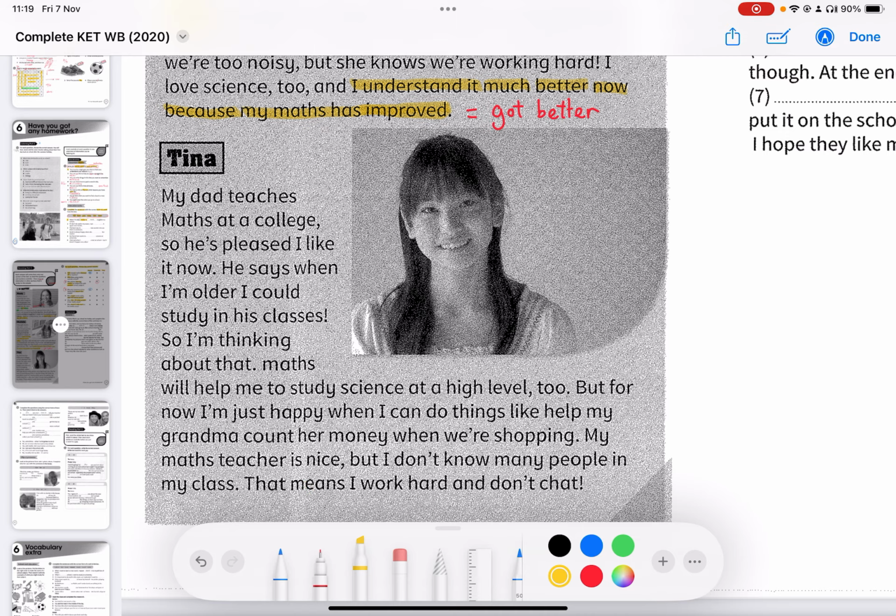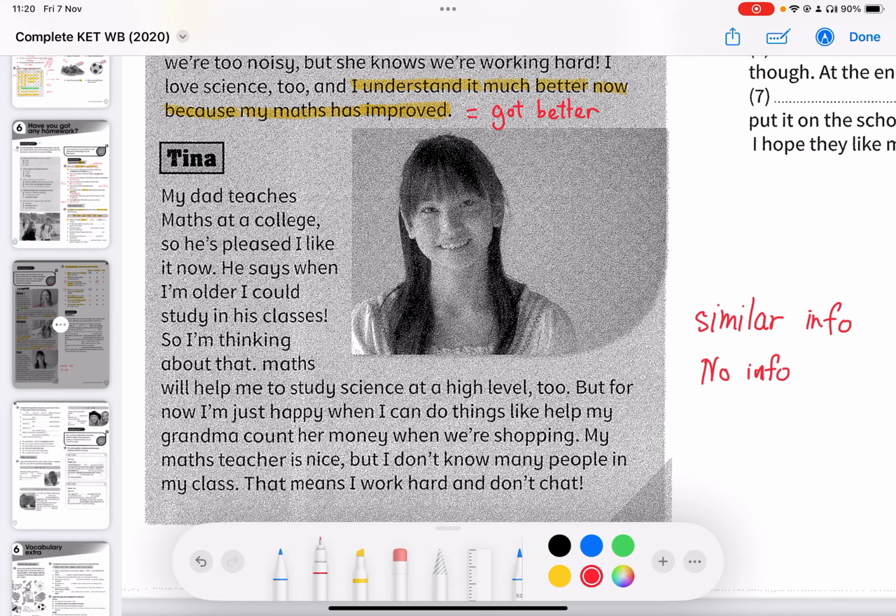Okay, so Tina has so much information that is similar information. Giống, similar information. Okay, now, for example, he's pleased. I like it now. So it has something I like, but no information about anybody in the family who doesn't like it.